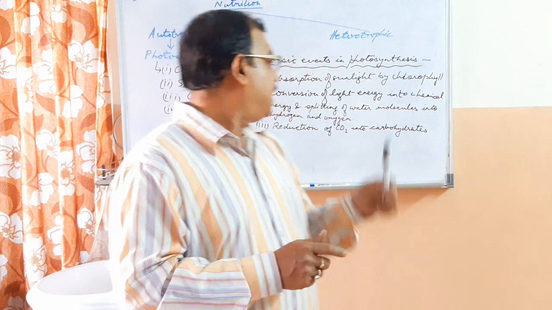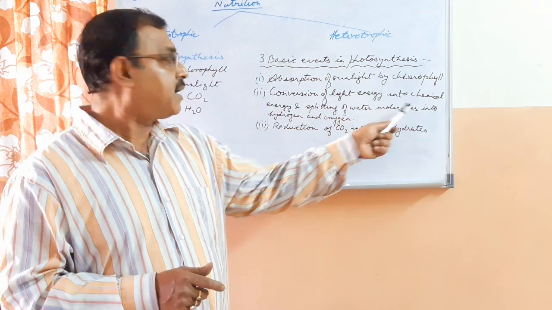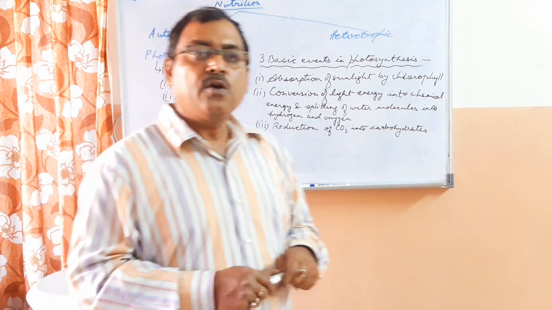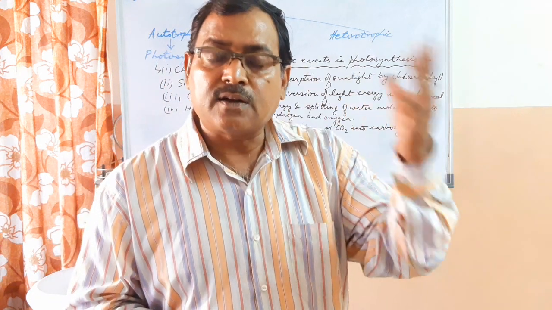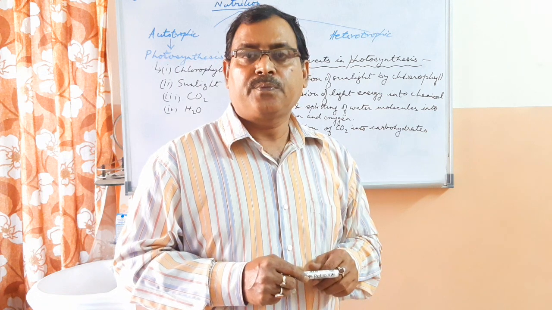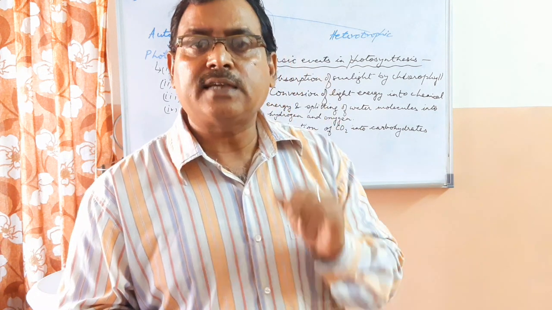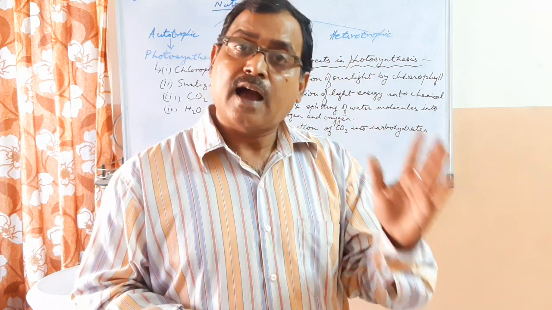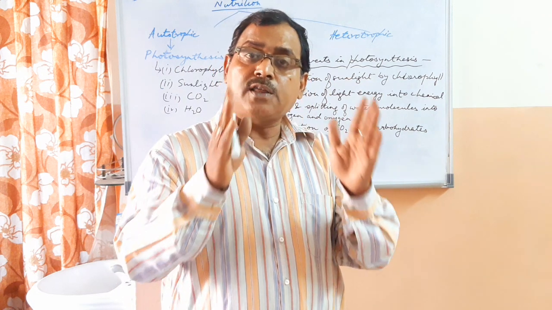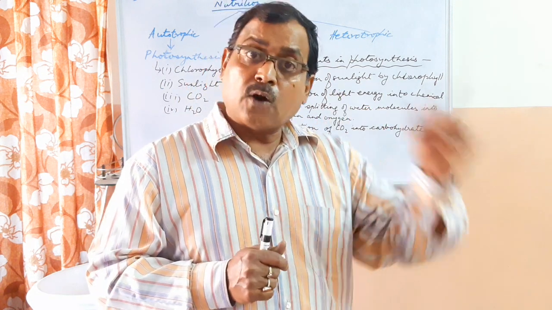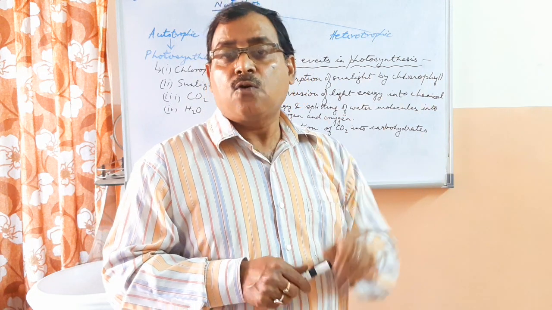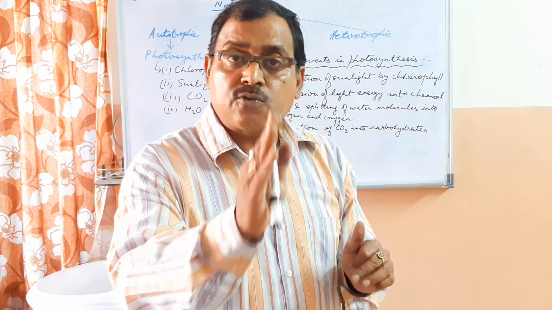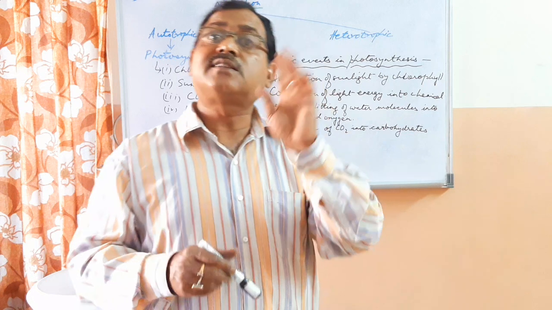So the next step is conversion of light energy into chemical energy and splitting of water molecules into hydrogen and oxygen. So once the solar energy is converted into chemical energy, that chemical energy is utilized in breaking the water molecule into oxygen and hydrogen. So the water molecule is broken down because of this solar energy which the chlorophyll absorbs. This splitting of water molecule into hydrogen and oxygen is known as photolysis of water.